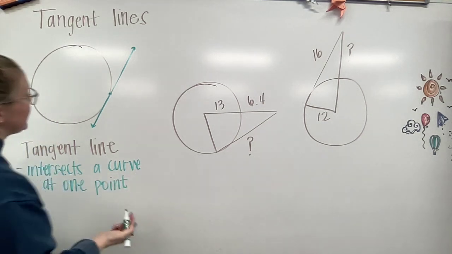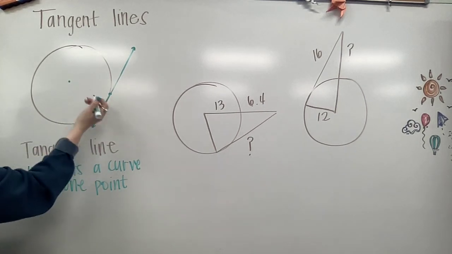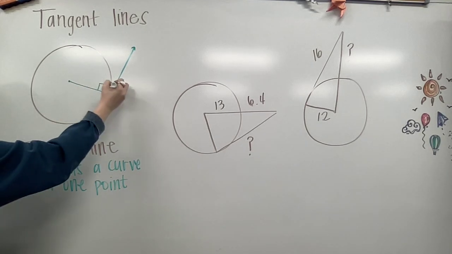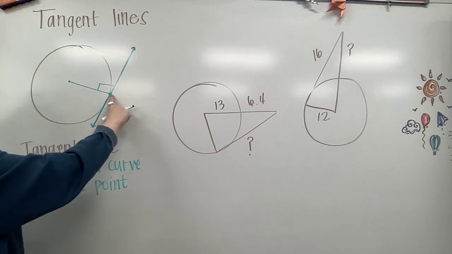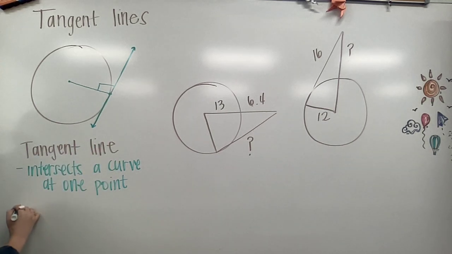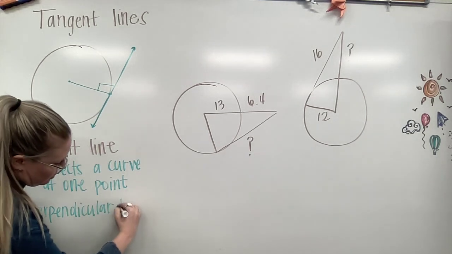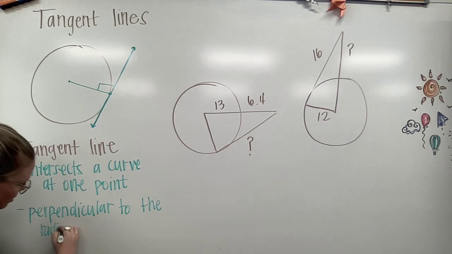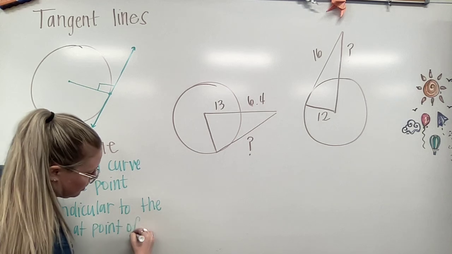The reason we're bringing this up with circles is because when we have a circle and a tangent line, our radius is now going to be perpendicular to that tangent line at the point of intersection, okay? So the tangent line is perpendicular to the radius at the point of intersection.